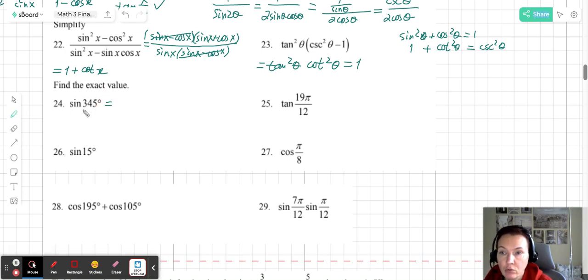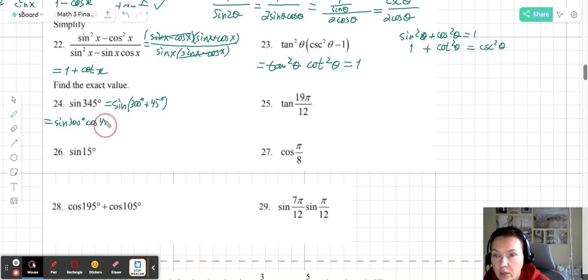There are different ways to represent this one. I'm just going to add 300 plus 45 degrees. Both of those are special angles. So that means we have sine 300 times cosine 45 plus, I believe I'm doing it right, cosine 300 times sine 45 degrees. So sine of 300, that's down there on the unit circle, that's negative root 3 over 2. Cosine of 45, that is square root of 2 over 2. Cosine of 300, that is 1/2, and then sine of 45, that is also root 2 over 2.